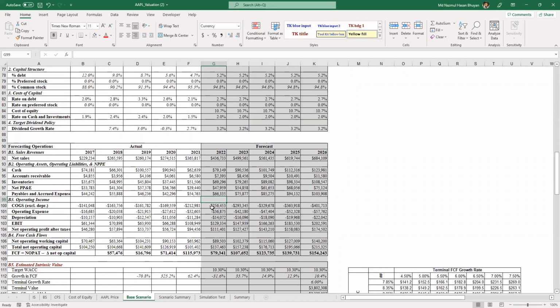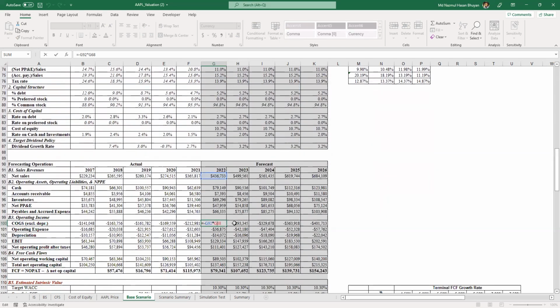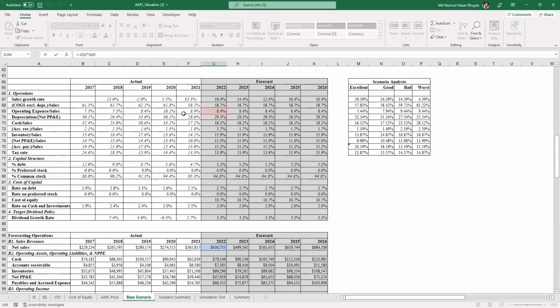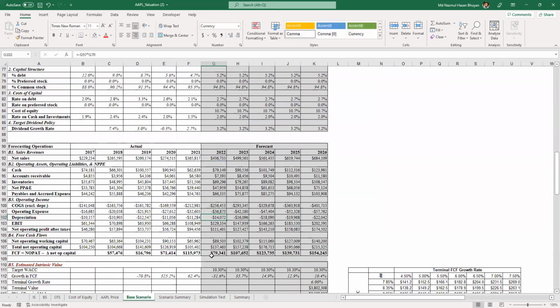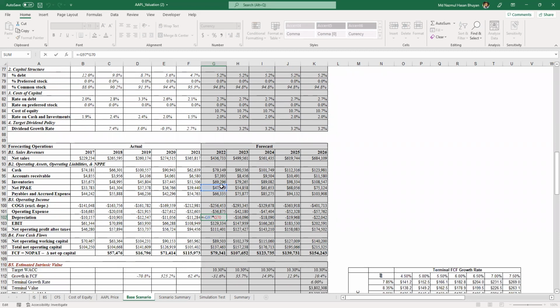The same way you calculate your operating income, and then to do so you need to know your cost of goods sold. So here you can see your cost of goods sold is expected to be 58.7% of the sales revenue. Then your operating expenses is expected to be 8.4% of the sales revenue in the year 2022. And then your depreciation. So your depreciation is expected to be 29.3% of net PPE. So this is different. So you apply this depreciation rate over the net PPE in the year 2022 to get the depreciation in the same year.